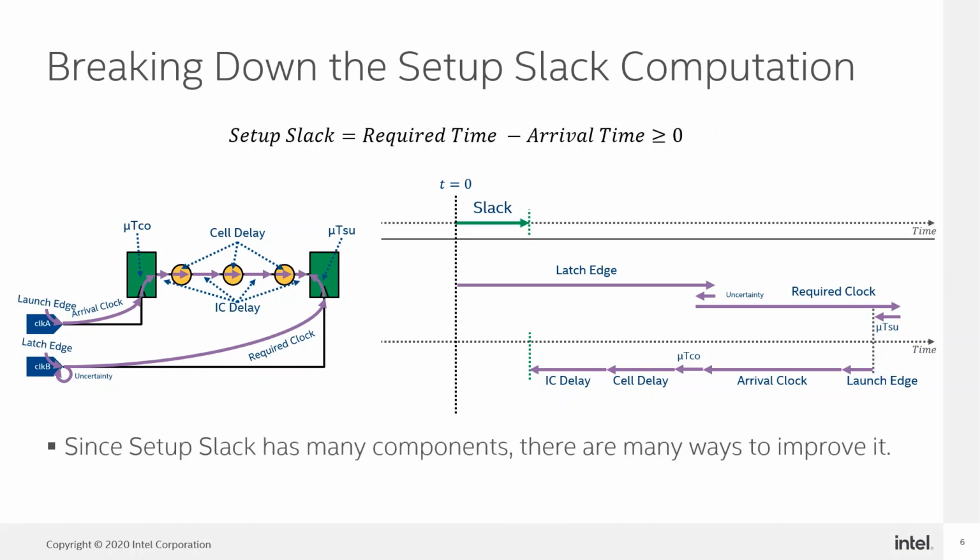Since there are a lot of components to setup slack, if we want to improve the setup slack, we have a lot of different options. Pretty much any of these component delays are fixable if we make the appropriate changes, and changing any of these components will affect the bottom line. So commonly, the question is, well, which component am I supposed to focus on? Because it can be very tricky to narrow down exactly what the problem is, and the annoying part is that how you fix each component can vary quite dramatically.